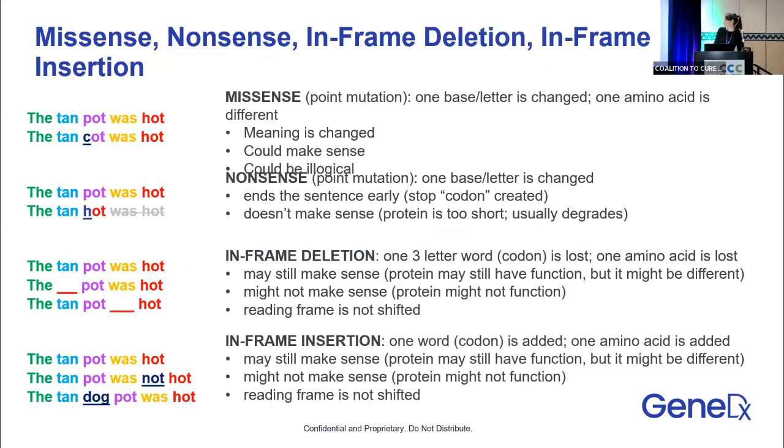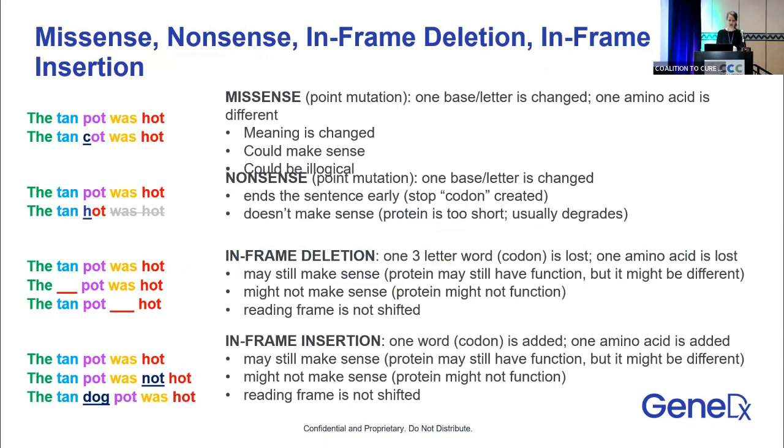There's a lot of words on the slide. And again, I apologize that they're shifted a little bit. But these are the types of mutations that you may have heard your providers talk about, or maybe you've seen in your reports. So a missense variant is a point mutation where one letter or base is changed and one amino acid is different. This sometimes changes the meaning of the original sentence, and sometimes it can still make sense. And sometimes it can be illogical.